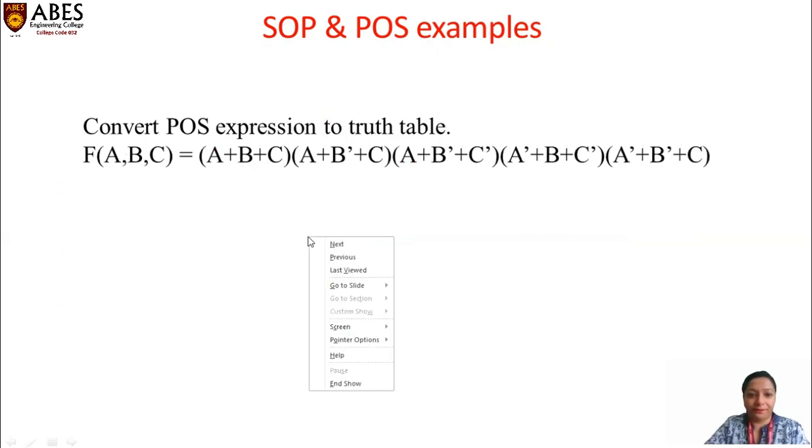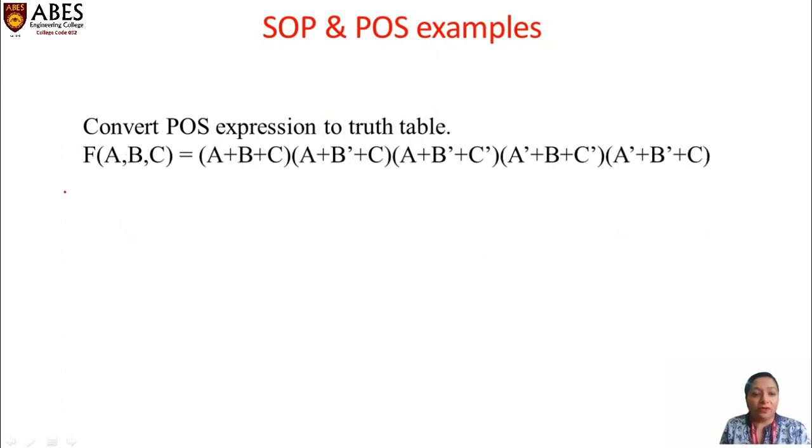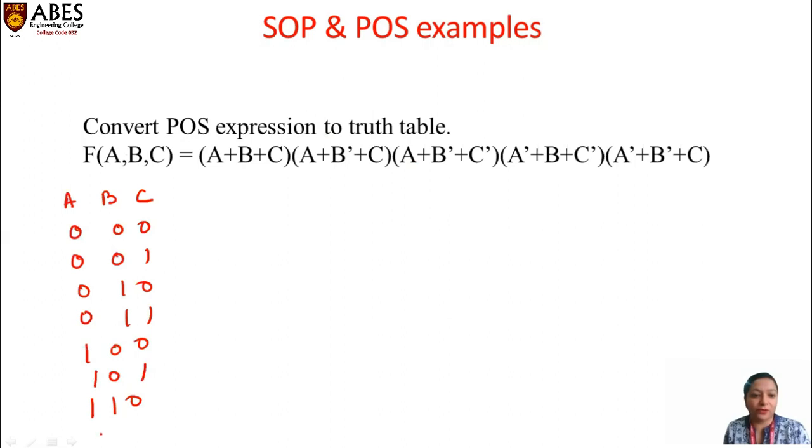Next example. We have to convert the product of sum expression to the truth table, right? So we already know that if we have three variables, the values are 0 0 0, 0 0 1, 0 1 0, 0 1 1, 1 0 0, 1 0 1, 1 1 0, and 1 1 1, right?